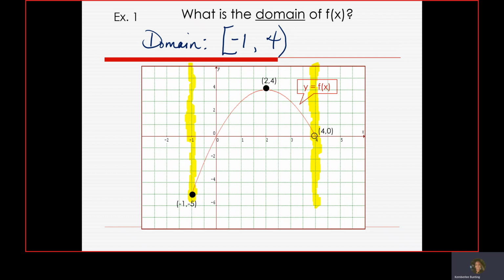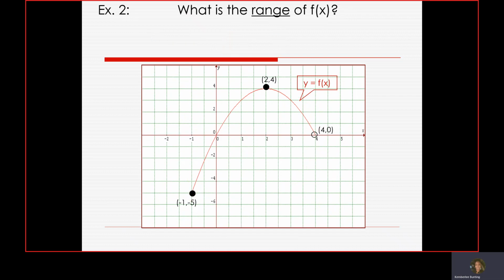My domain contains all points within this interval. Every point including -1 to 4, not including 4. So -1, 0, 1, 2, 3, not including 4. Make sense? And remember, you read the domain from left to right. Everything in between goes from -1 to 4. These are all of my possible x values. Does that make sense?